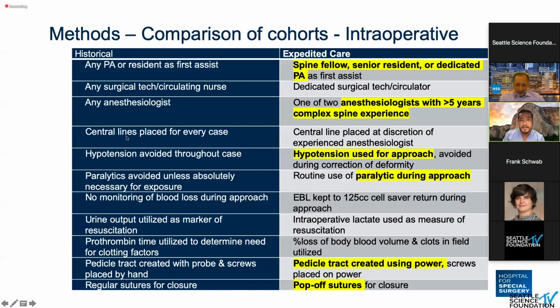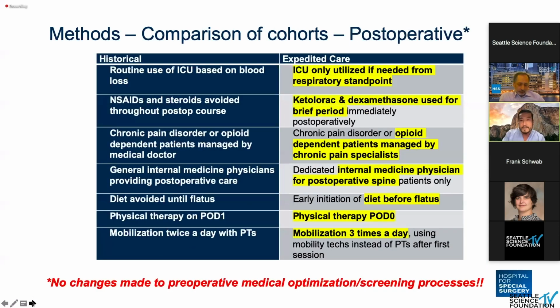This is some detail on some of the intraoperative differences between the expedited pathway versus the historical cohort, and also some of the post-operative changes that have happened. For example, the use of ketorolac. This gave us a little bit more confidence to utilize it in these patients, especially because we saw favorable results in a randomized controlled trial that Vin was a part of here at HSS, looking at the utility of this in regular lumbar fusion patients.